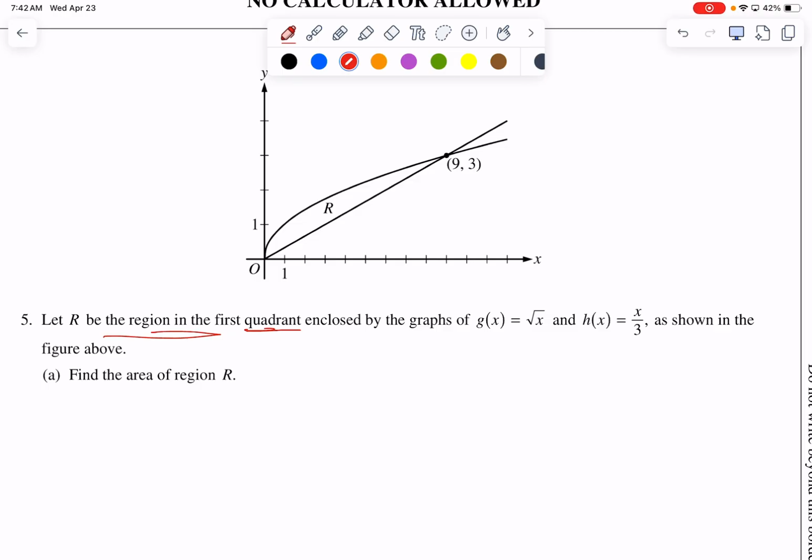Okay. All right, so R is the region in the first quadrant enclosed by the graph of the square root function. That's the shooting star function right there, Blake. So square root of x. And then x over 3, that's just a line with a slope of what?